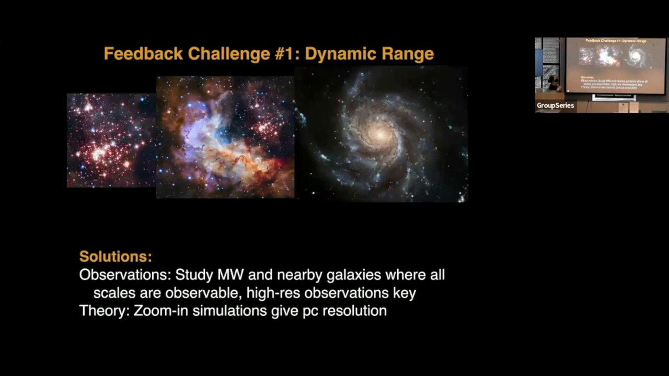So in terms of solutions for dealing with this dynamic range observationally, it's good to study the Milky Way and nearby galaxies where all of these scales are observable. So you can get down to the individual stars, but all the way up to the large scale structures of the galaxies and see the influence. In terms of theory, I think that getting parsec scale resolution is important. So I think zoom-in simulations have helped a lot in order to understand the impact of feedback.